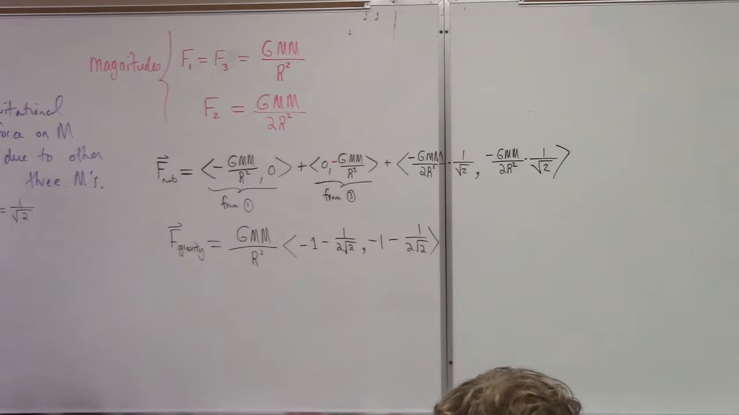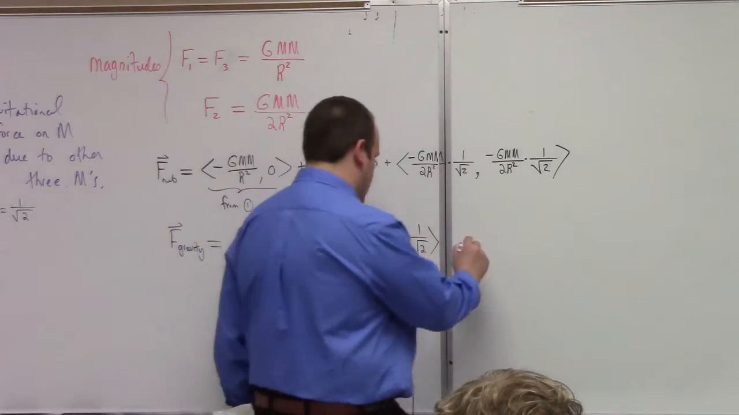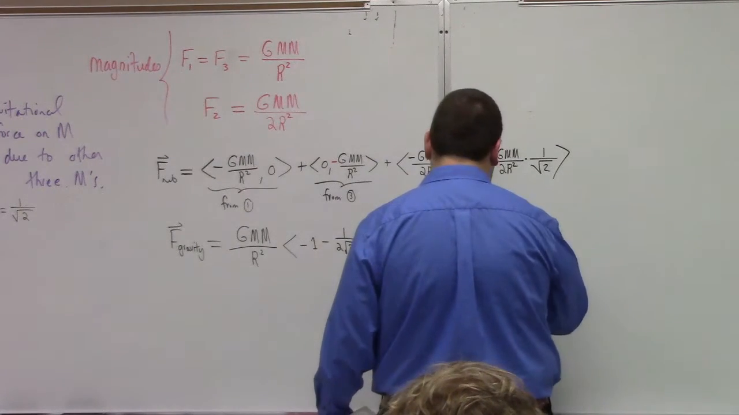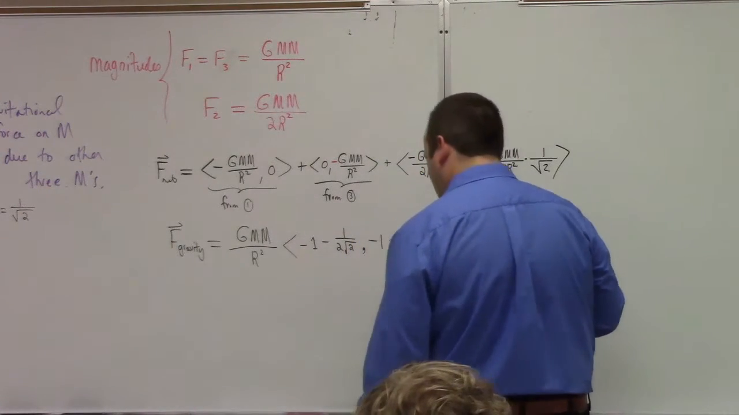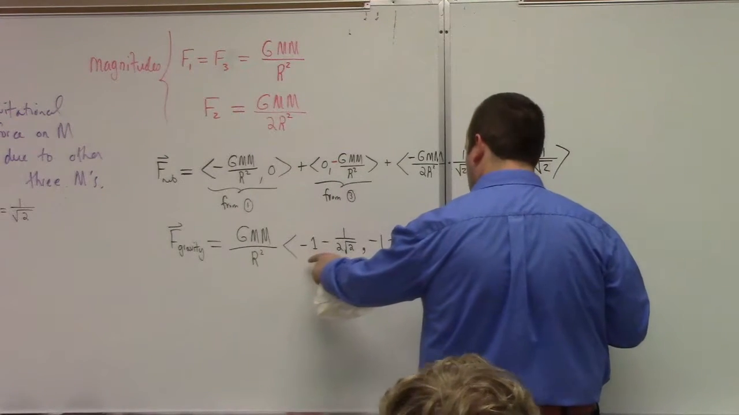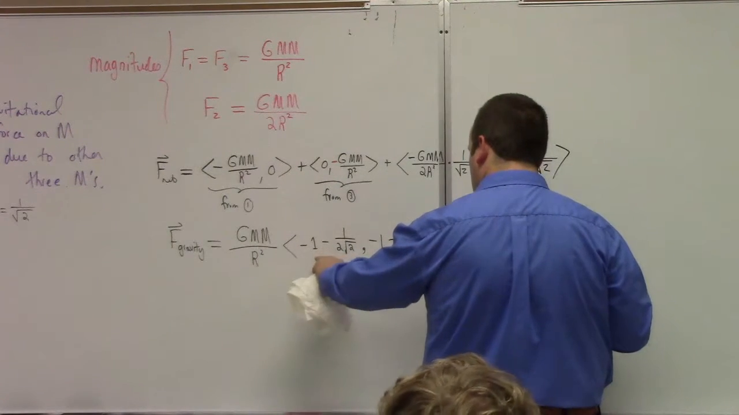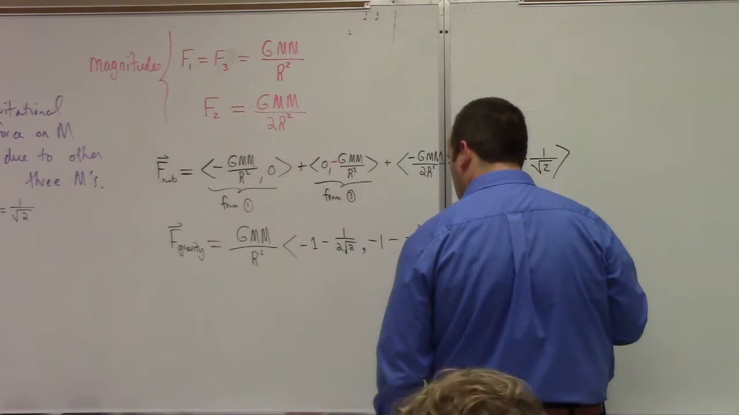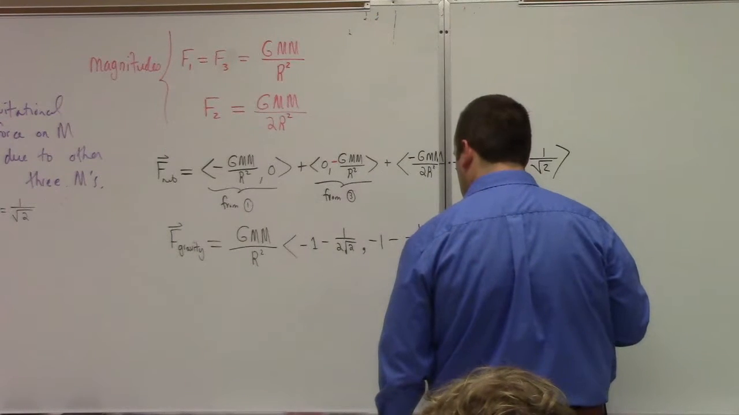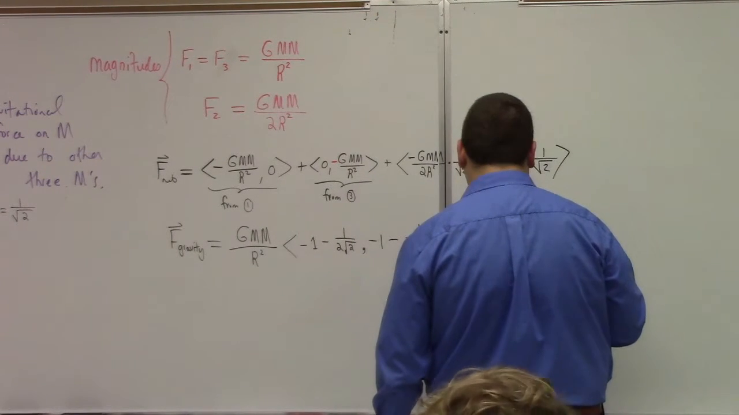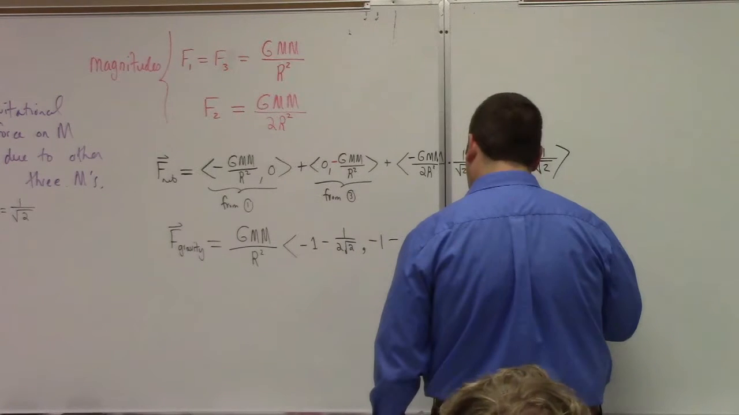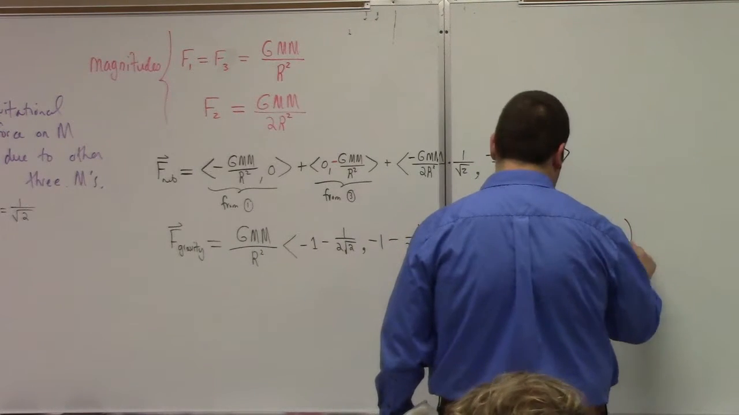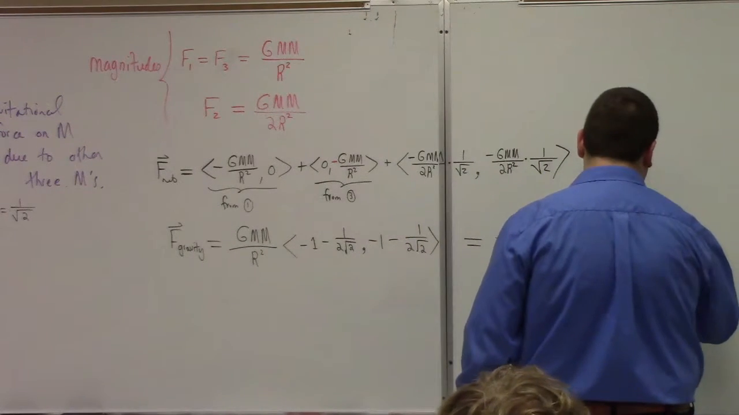All right, I don't know. Let me clean this thing up. What is that? GMm over r squared. I don't know. What is this thing? How can I simplify that? I don't know. Fine. I guess it's 1 plus 1 over 2 root 2, right? Times the vector minus 1, minus 1.